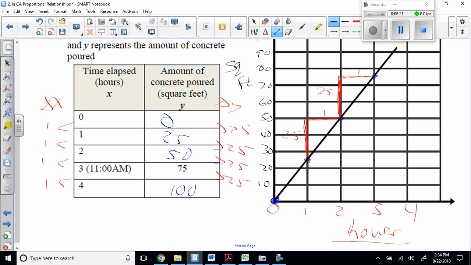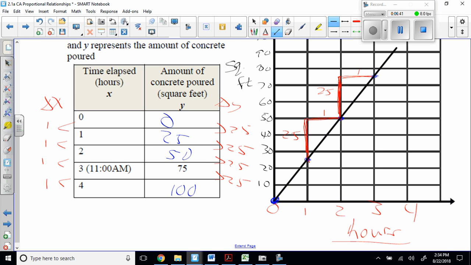Now, do you see my red here? How much did I go up from this dot to that dot? I went up 25. And then how far did I go over? Okay. How did I change in my y's?